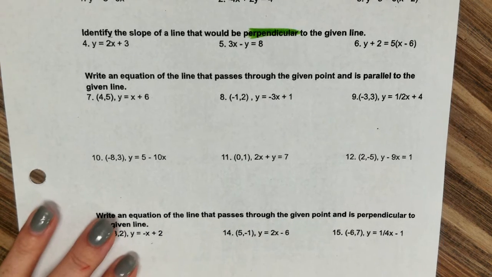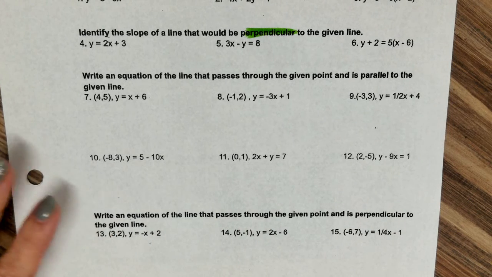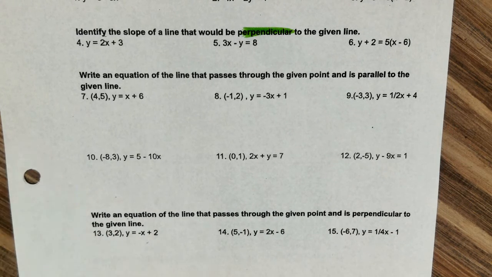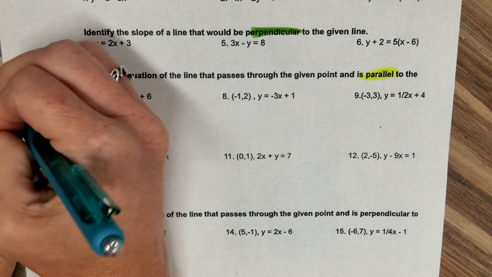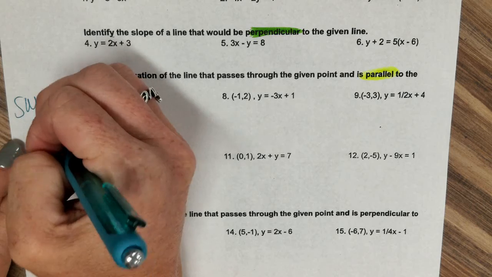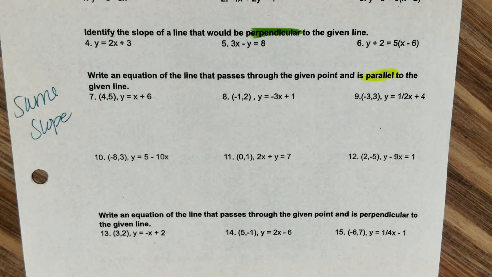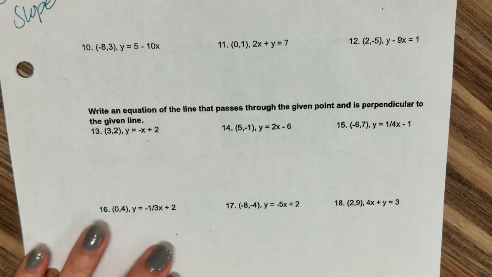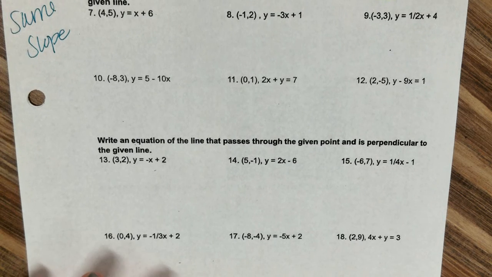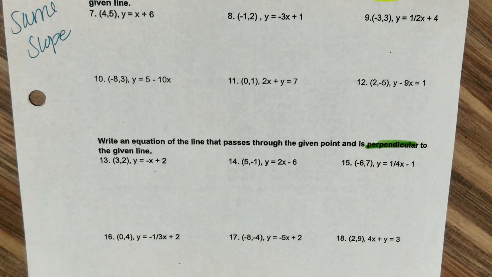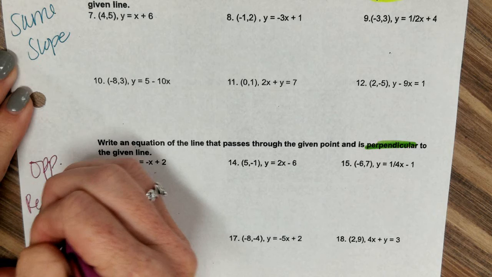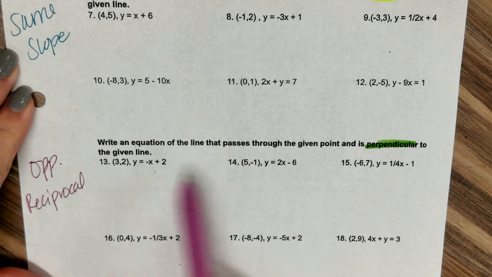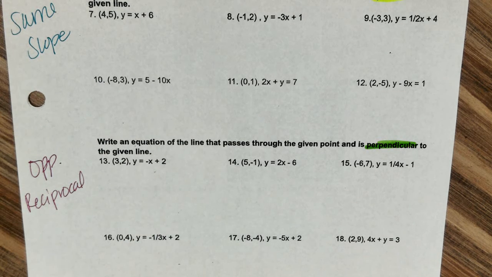Okay? All right, number 7 through 12 says write an equation of the line that passes through the given point and is parallel. So same slope. So you're going to have to solve for the B, okay? On 13 through 18, it wants you to write an equation of the line that passes through the given point and is perpendicular. That's opposite reciprocal slopes. So you're going to have to find the slope, make it opposite reciprocal, and solve for the B.